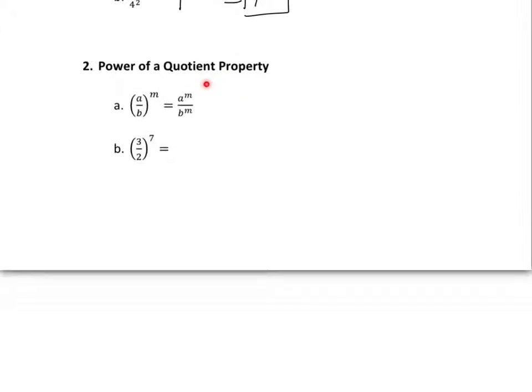Alright, so same way here. 3 halves to the 7th power. We're going to take the 7 and apply it to the top and the bottom, so it's going to be 3 to the 7th over 2 to the 7th. And once again, you could simplify that with a calculator. Okay, let's go to the examples.